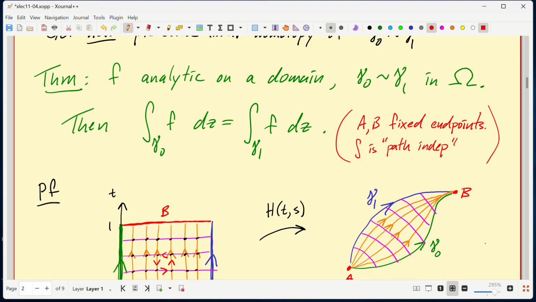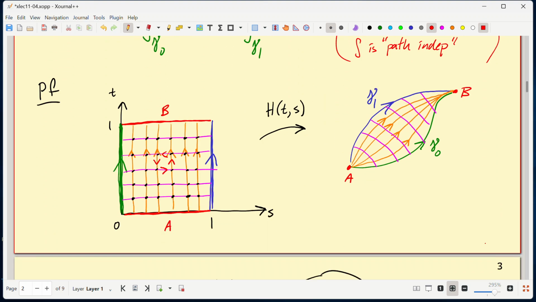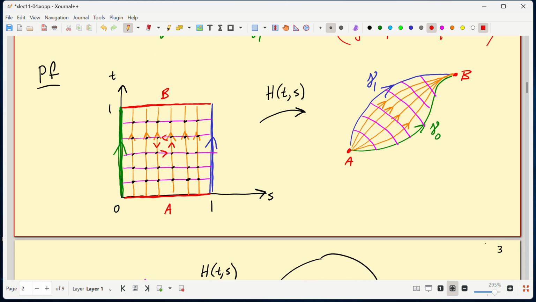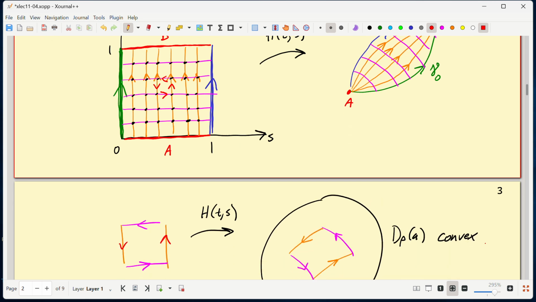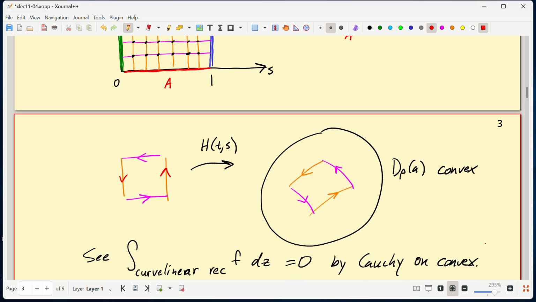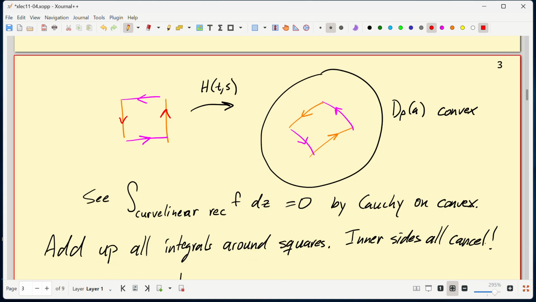Well, the proof is going to be a snap. There's a copy of that picture to look at. I'm going to add up integrals around each of the little rectangles. Okay? And so H would take that little rectangle I've got there with the red arrows to a curvilinear rectangle, and I know my partition is fine enough that I could stick in a disk that's convex and far away from the boundary, like that, and apply Cauchy on a convex set. And so if you think about the integral around that little thing, it's 0.